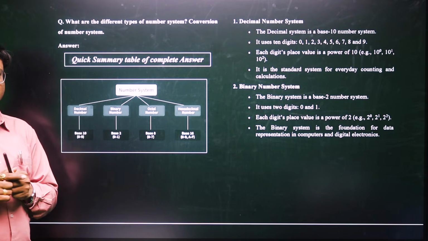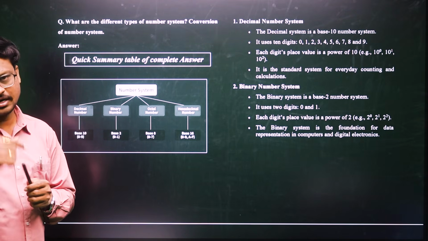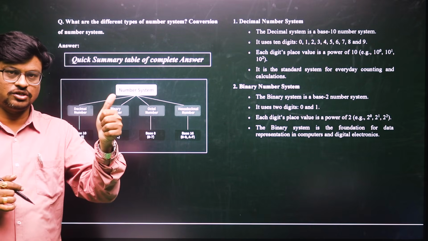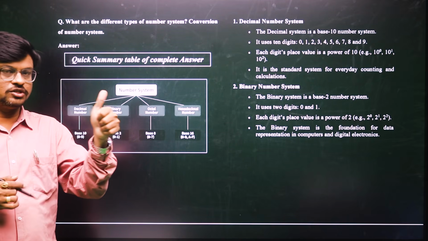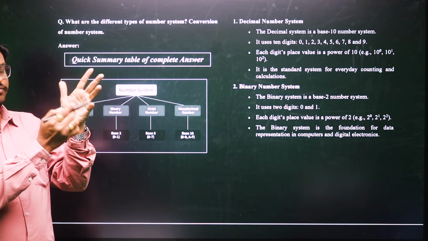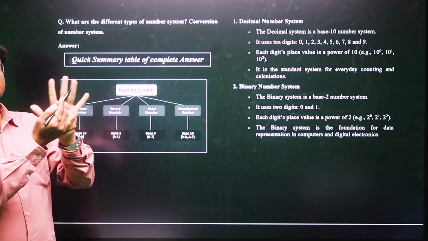Now decimal indicates how many numbers dear? 0 to 9. 10 numbers. You calculate from 0. Right? Not from 1. You include 0. 0, 1, 2, 3, 4, 5, 6, 7, 8, 9.